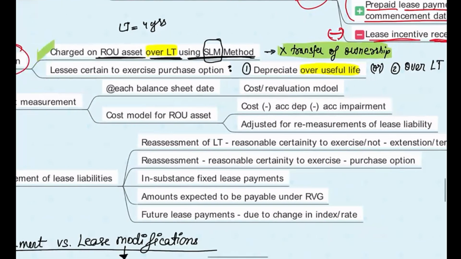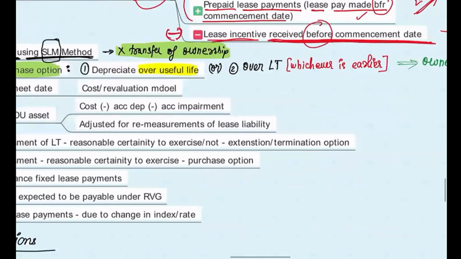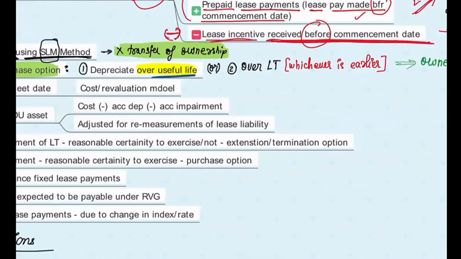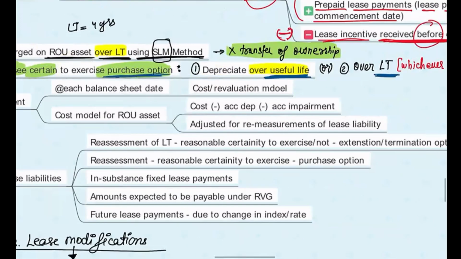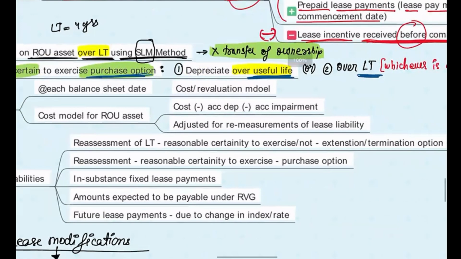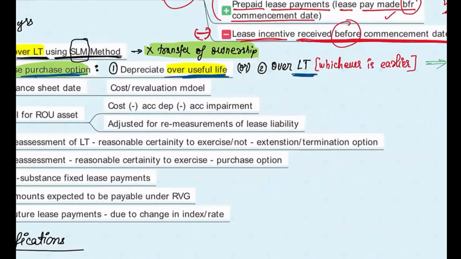In case there is a purchase option, and the lessee is reasonably certain that he is going to purchase that asset, then you have two choices: the useful life and the lease term. Lease term is the term for which you have taken the asset on lease, but useful life is the life of the asset until which it could be used, whether or not it is under a lease. Since you are going to purchase it after the lease term is over, you have to depreciate over useful life or over lease term, whichever is earlier.